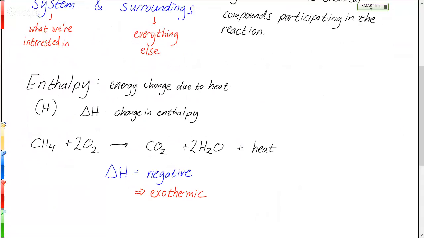Exothermic means the enthalpy is negative, meaning that the energy is being transferred from the reactants, or from the molecules of the system, out to the surroundings. Okay, so here's where this sometimes becomes confusing.